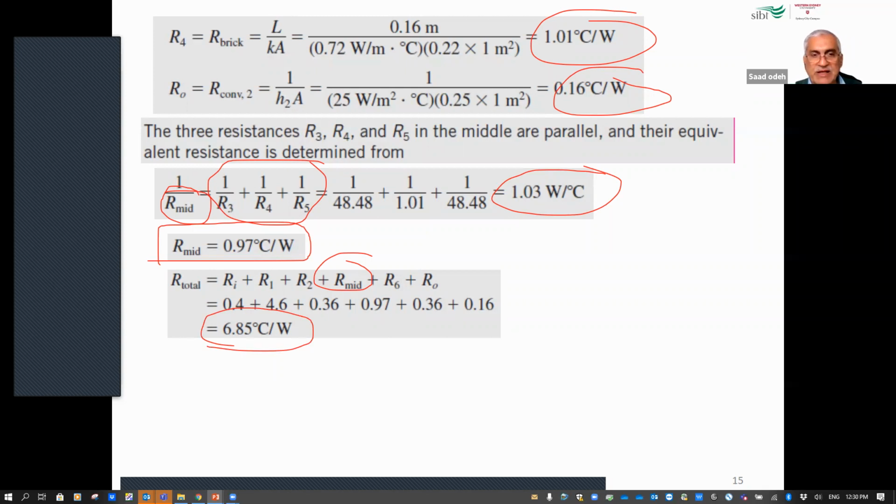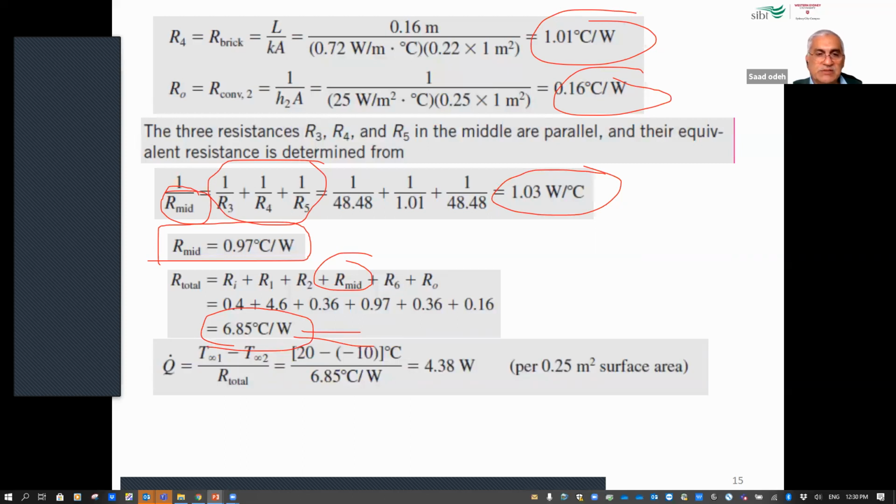Now, if you know the total, now the solution becomes very easy, because I know the total, I know the delta T between in and out, divide the delta T by this value, you can get Q dot. So Q dot is delta T divided by R total. This is the heat transfer. This heat transfer, actually, we did it for the part of the wall. Remember, the wall size is 5, length and height 3. So we need to now convert this to bigger size. Now we took this per this area, per 0.25 square meter area.